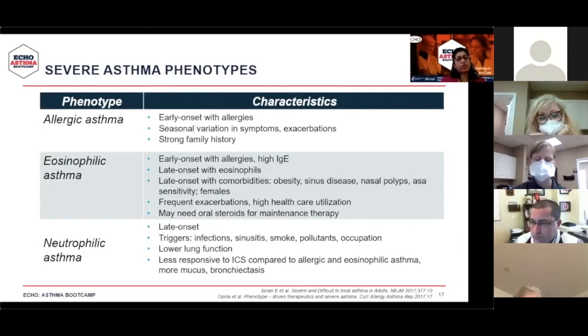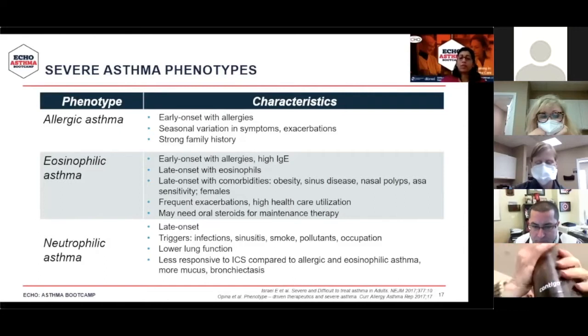The next is eosinophilic asthma. These are patients who have two-pronged types of asthma. One is when they have early onset. These people have allergies. They may have a high immunoglobulin E level. And there's late onset eosinophilic asthma. These typically demonstrate eosinophilic inflammation. These people typically tend to have a lot of comorbidities: sinus disease, gastroesophageal reflux disease, being overweight, tend to be more women. They may also have aspirin sensitivity.